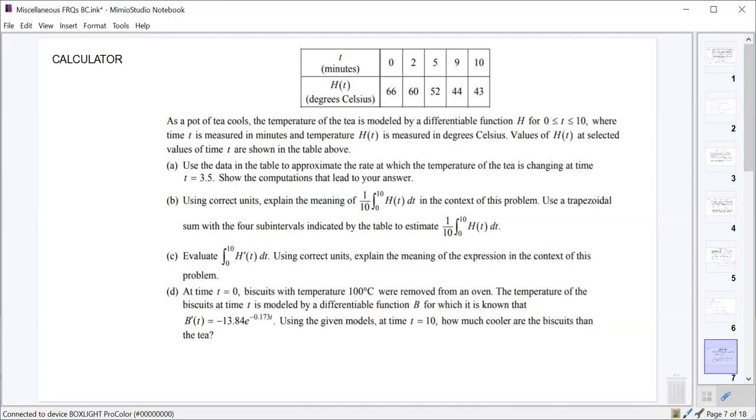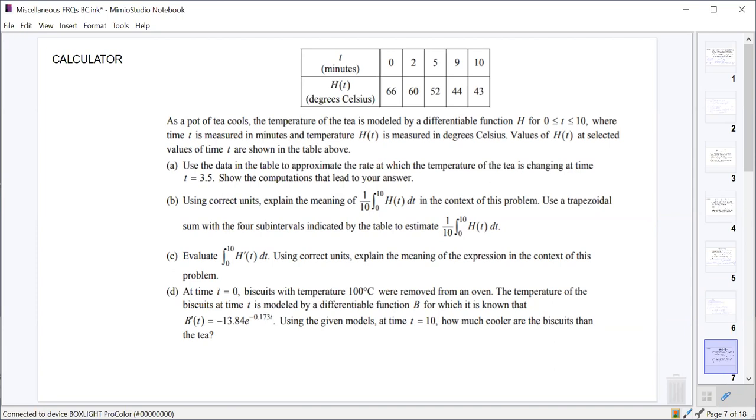Everybody good? A pot of tea is cooling. I believe in the list it's number 5. Let's see, 1, 2, 3, 4. Yeah, it's number 5, then number 5 on the miscellaneous sheet.